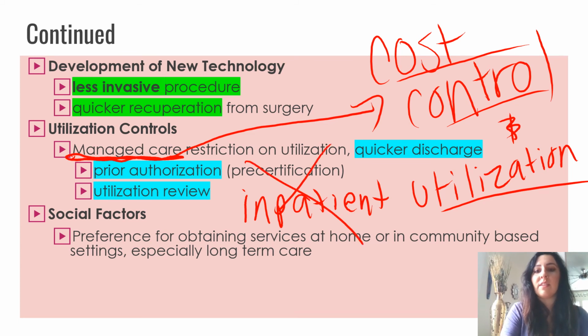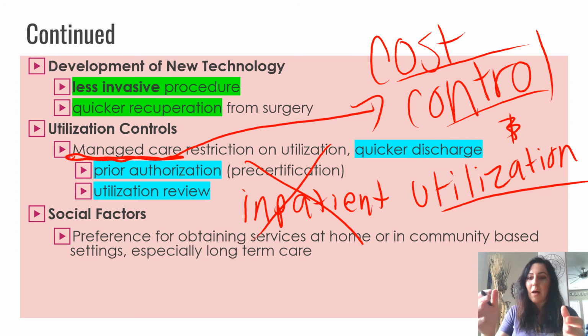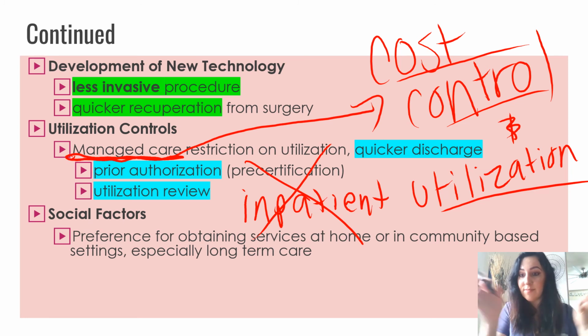Okay, managed care was like no inpatient stuff, we only do outpatient, and we only do what's necessary, and everyone has to get approved for anything that you do. Okay, so managed care and the utilization controls moved a lot of the care over to outpatient because they were not willing to deal with inpatient and expensive care.